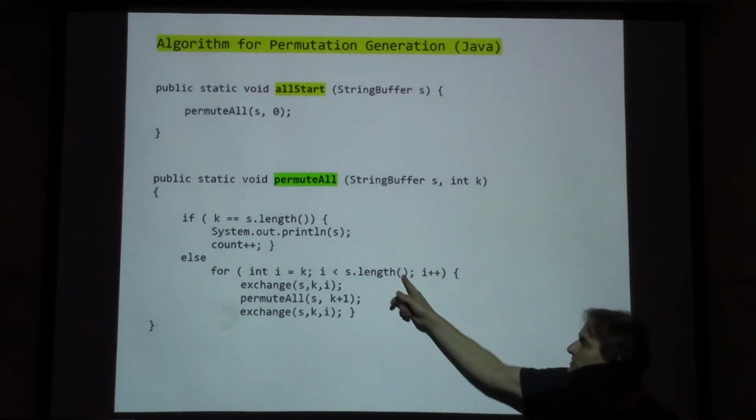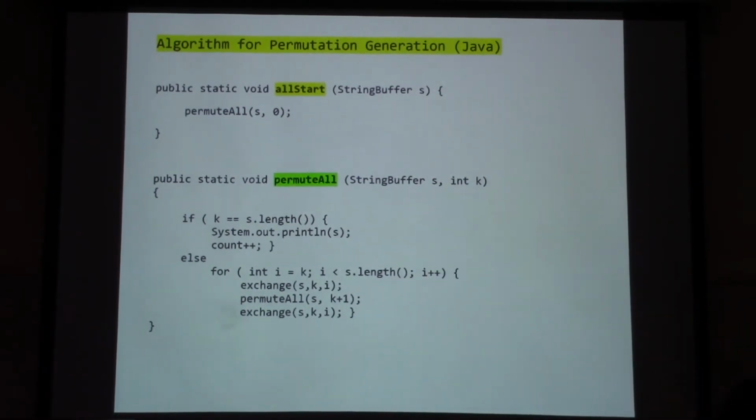So what I'm going to do is loop. Suppose I have cat, C-A-T. So i is equal to k, and k is 0, and i is less than s.length. How many iterations will I do in the loop? I will do 3 iterations: 0, 1, and 2. Then I'm going to exchange in the string positions k and i: 0 to 0, 0 to 1, 0 to 2.